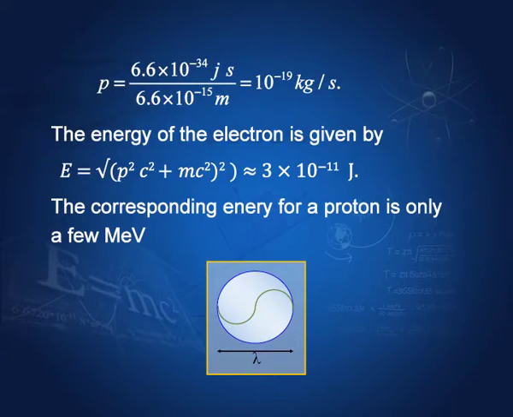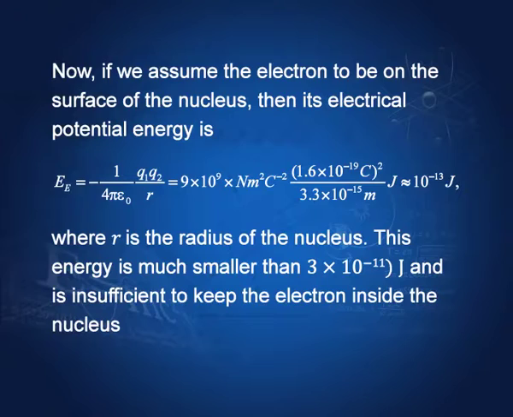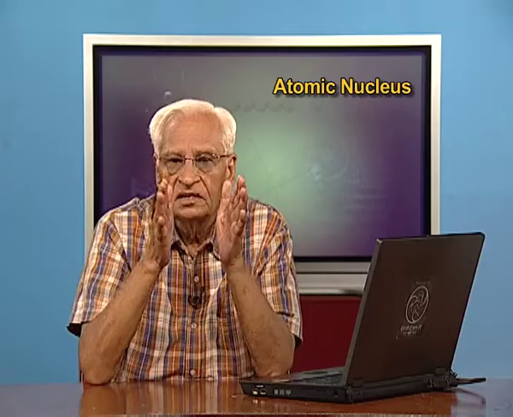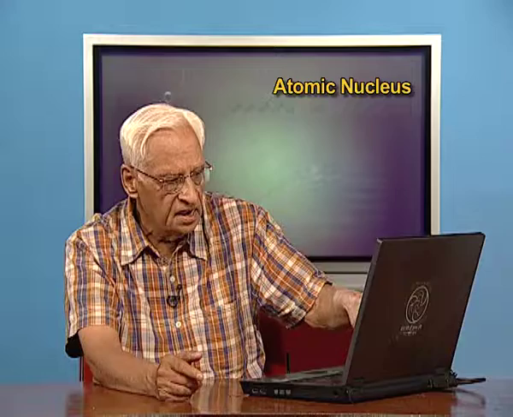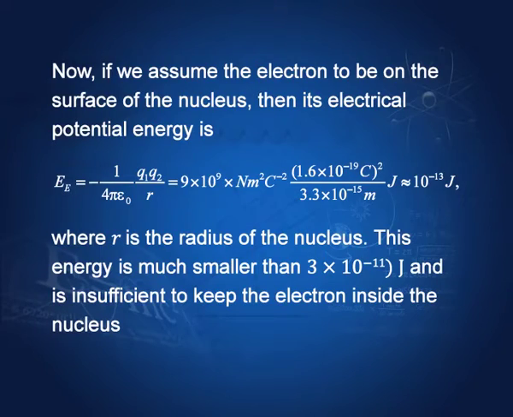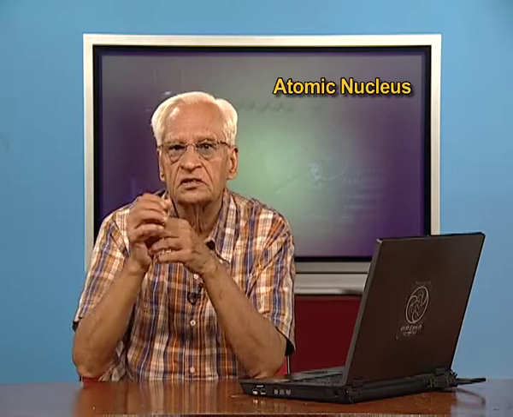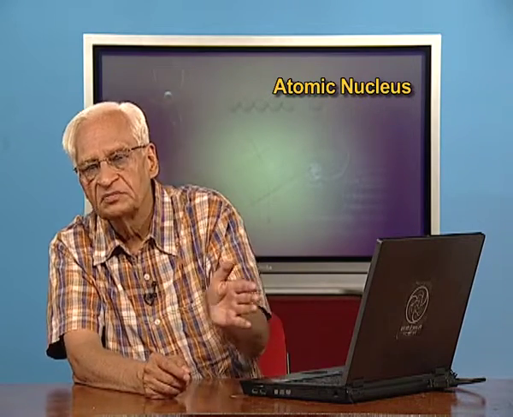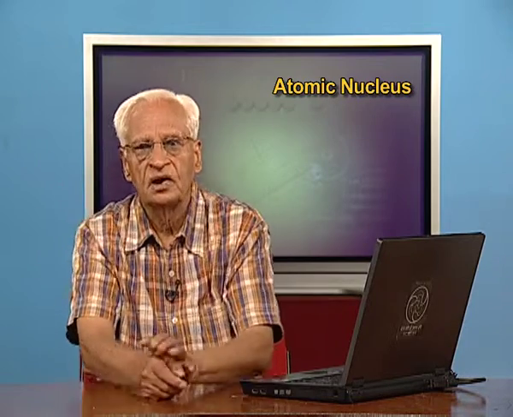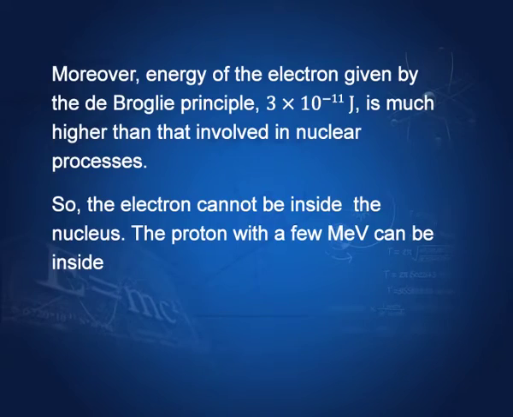and we find that this energy is 10 to the power minus 13 joules. Now, this energy we found earlier, 3 times 10 to the power minus 11 joules, is much larger than the energy for the electron at the surface of the nucleus. This means that the nucleus cannot hold an electron inside it. Electron energy is much higher than the energy of the electron on the surface of the nucleus. That means the potential barrier for the electron to escape is much smaller than its own energy, and therefore, it can escape. So, electrons cannot exist inside the nucleus.